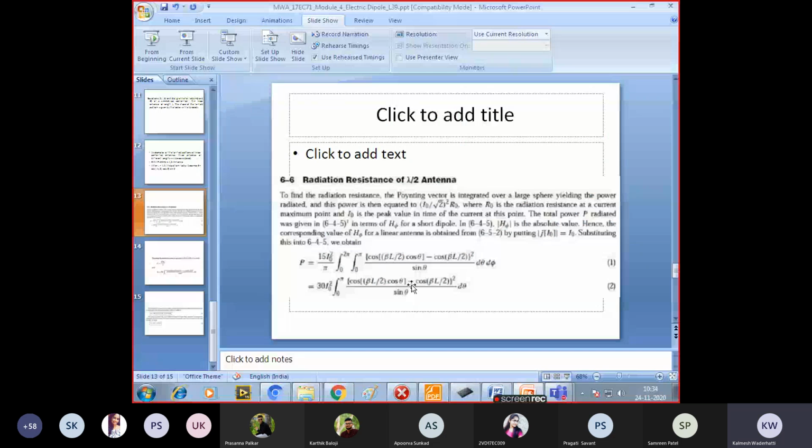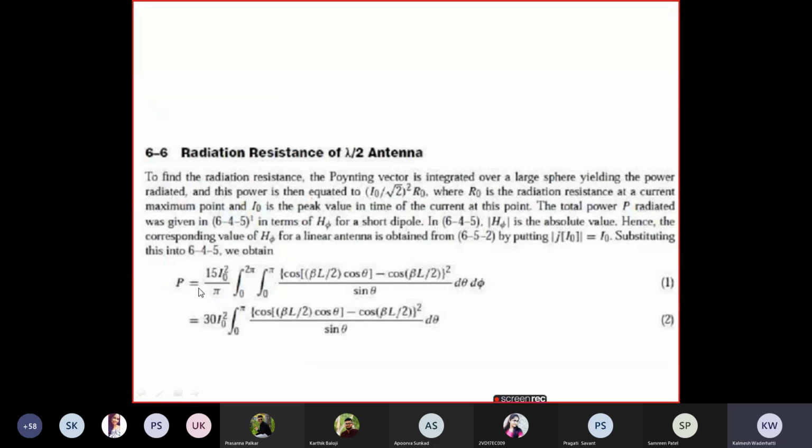Just understand the concept here. Here we are deriving the equation for the power by considering the Poynting vector. Therefore, the power equation will be 15 I naught square divided by pi, integration from 0 to 2 pi, 0 to pi, cos of (beta L divided by 2 cos theta) minus cos of (beta L divided by 2), whole square, divided by sin theta.